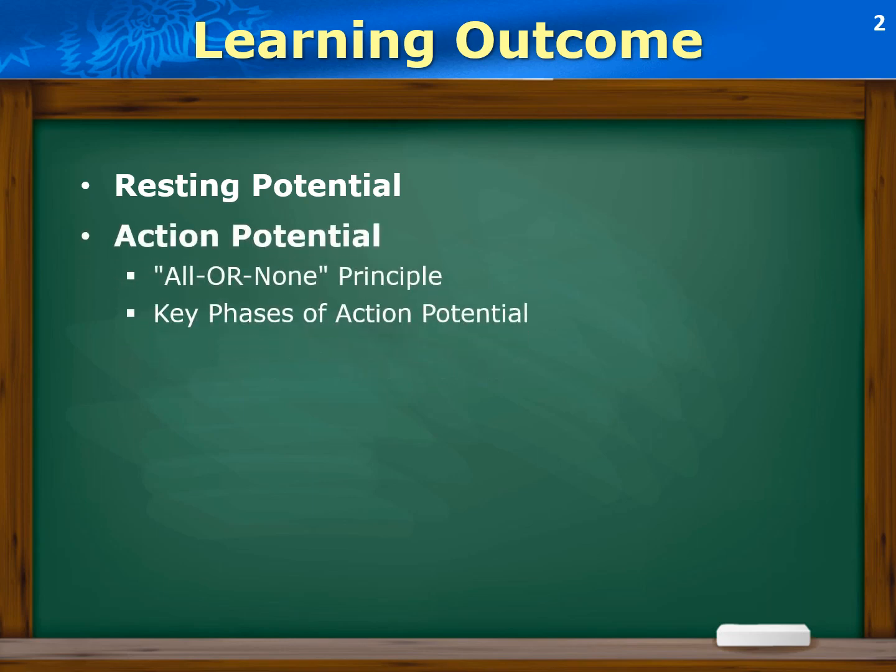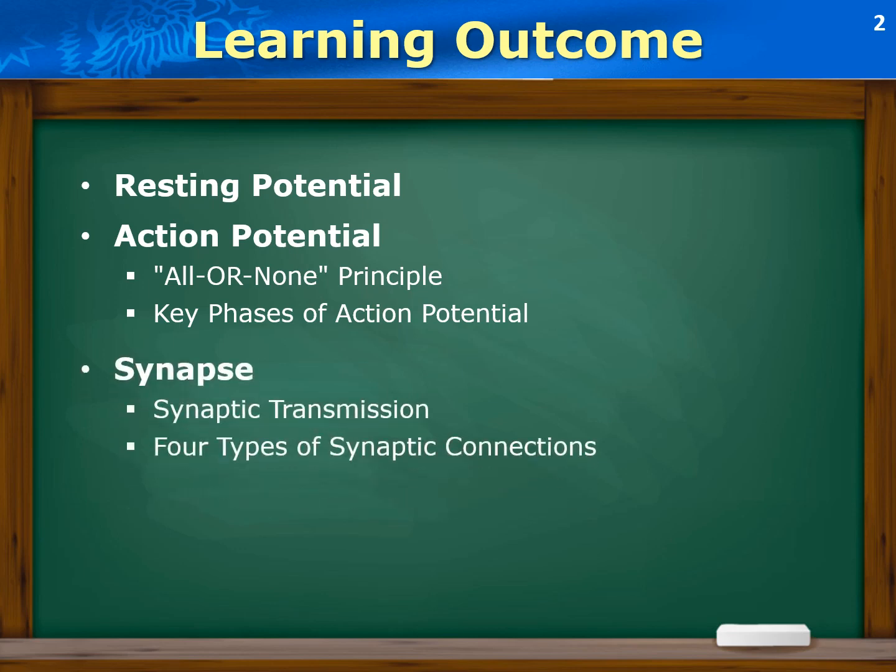You need to understand its all or none principle and the 7 key phases of action potential. You will also learn the detailed structures of synapses, synaptic transmission, and 4 types of synaptic connections. Finally, I will show the key components for neural signal processing.